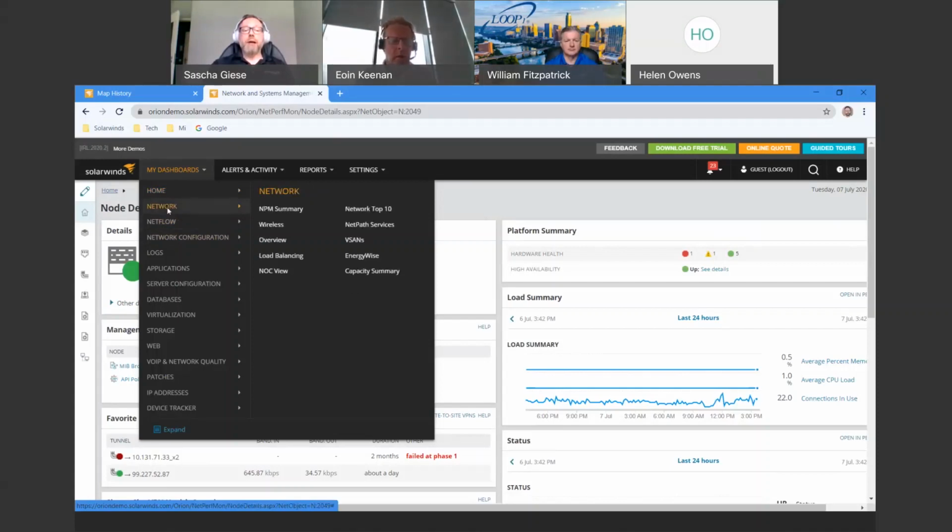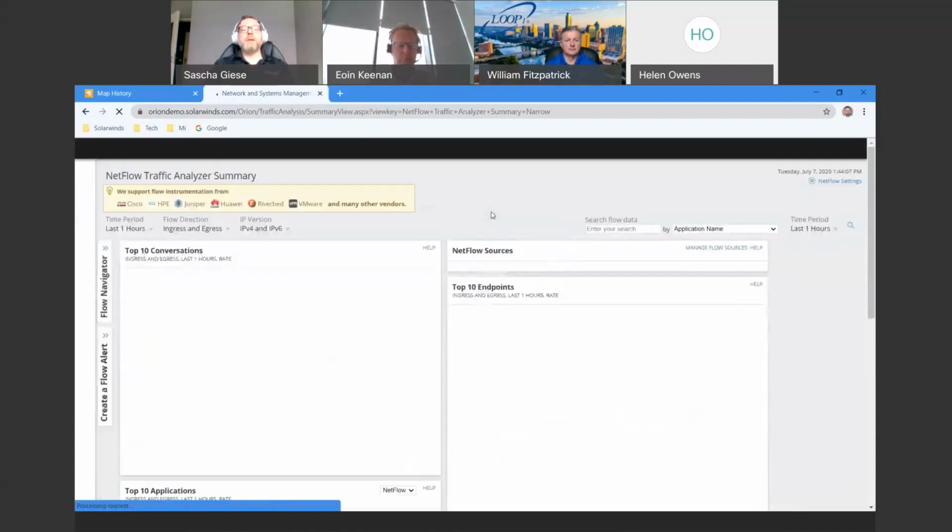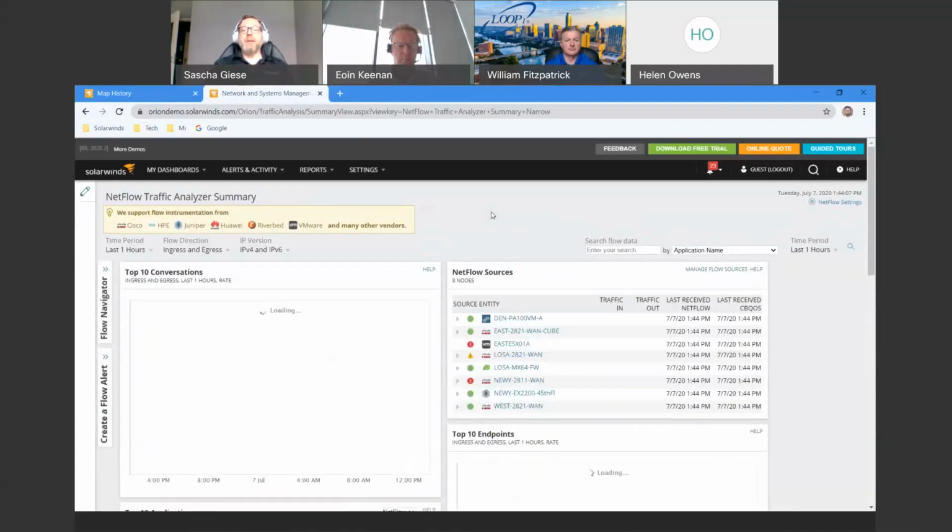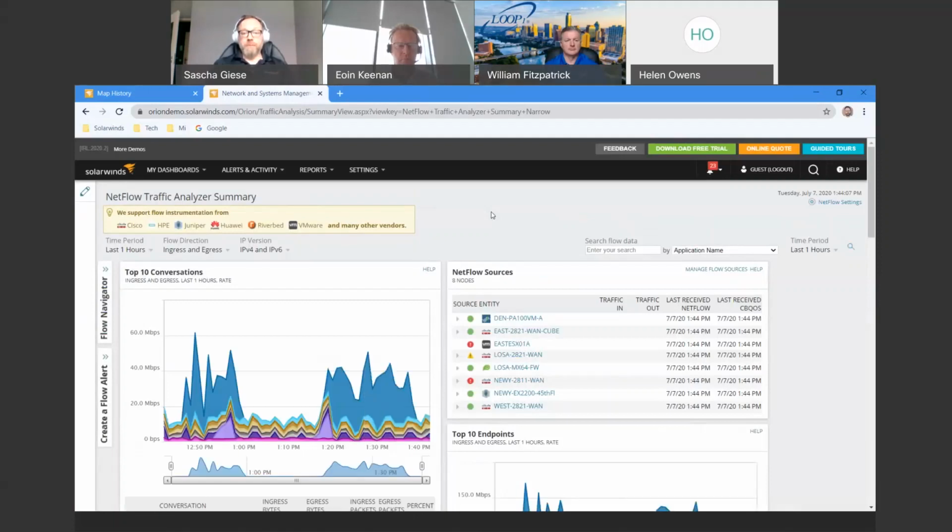And this is where another module is coming into the game. It's called NetFlow Traffic Analyzer. And it's naturally the first add-on most network customers go for. So NetFlow Traffic Analyzer supports any IPFix compatible flow protocol. So it could be NetFlow, which is from Cisco.